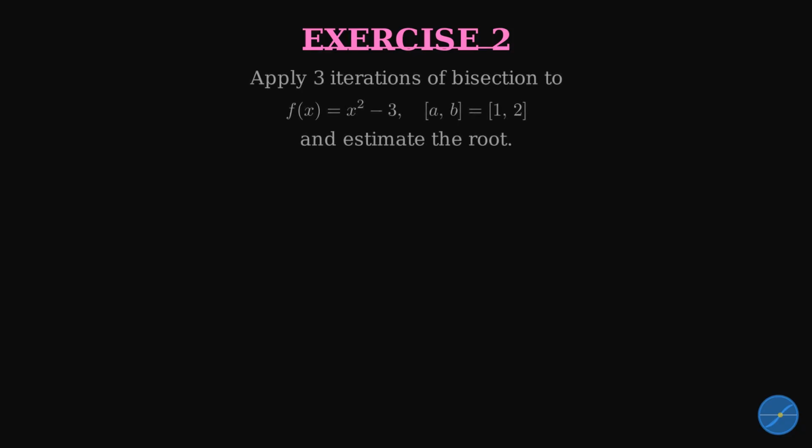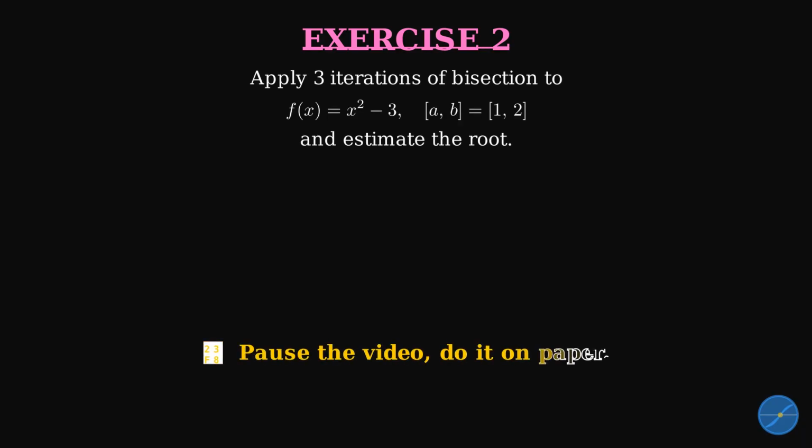Exercise 2. A little more work. Run 3 iterations of bisection on x squared minus 3 over 1 to 2 and estimate the root. Grab some paper and work all 3 rows before I reveal them.